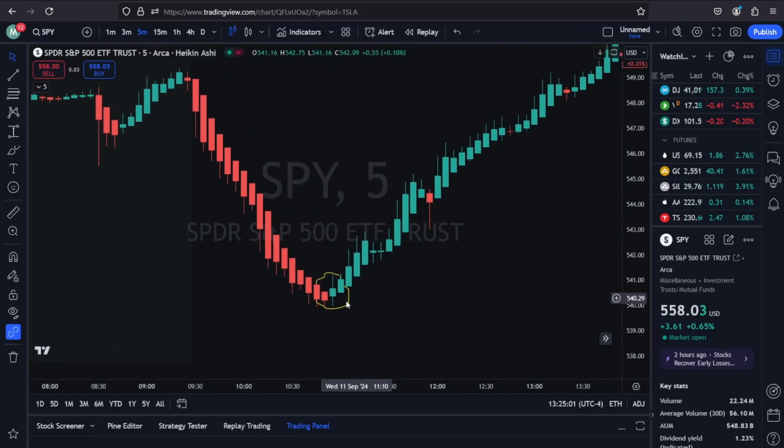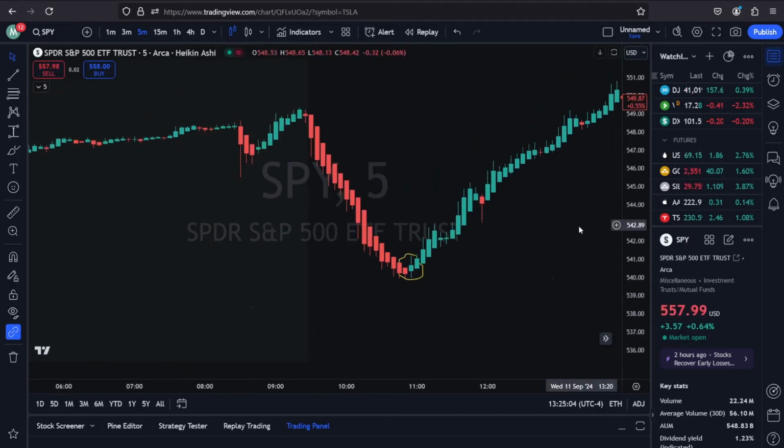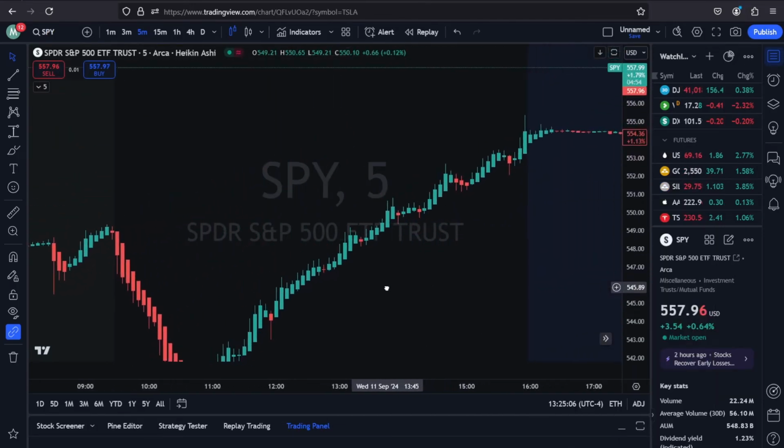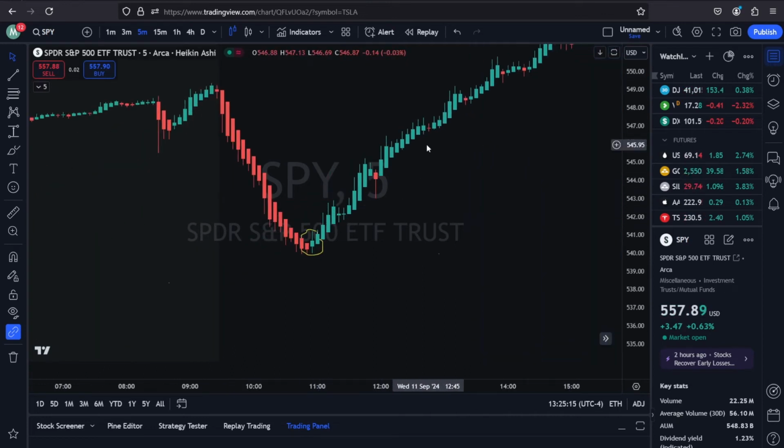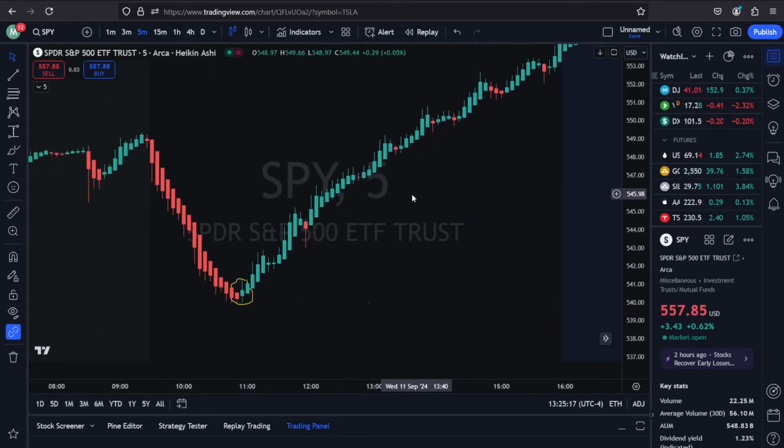And then what happened after we got that candle? Holy smokes. We went from 540 all the way up to 555. Now I didn't hold it the entire way because we did get some reversal candles on the way up. But that was a bottom add right there, and that was simply using Heikin Ashi.